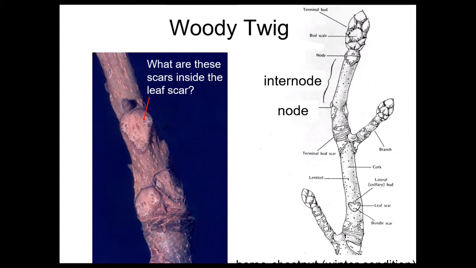On this horse chestnut, these are terminal buds, and the terminal bud scale scars are right here. And the terminal bud scale scars a year before are right there. So you can tell how old this branch is. This is one year's growth, and a good year is longer than a bad year, a drought year.